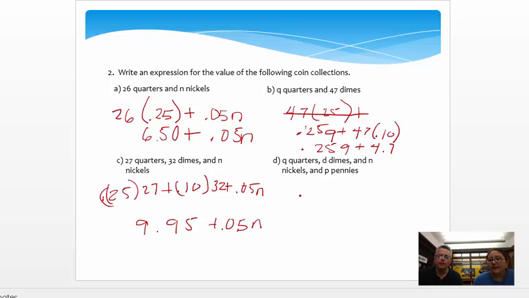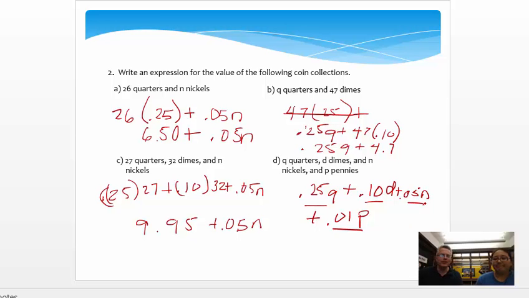Okay, our last one, we have 0.25q quarters plus 0.10d dimes and 0.05n nickels. And we add pennies as well, so that's 0.01p. Nothing we can simplify. We have 4 terms there, one for each type of coin. 1, 2, 3, 4. Okay, very good.